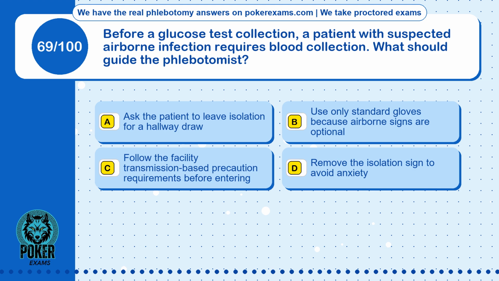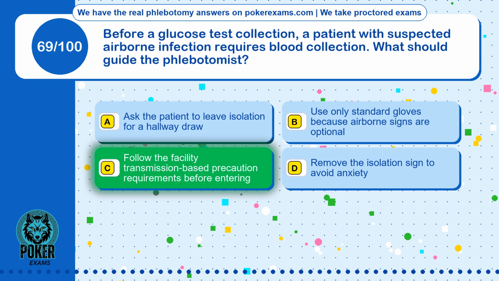Question 69. Before a glucose test collection, a patient with suspected airborne infection requires blood collection. What should guide the phlebotomist? Option A. Ask the patient to leave isolation for a hallway draw. Option B. Use only standard gloves because airborne signs are optional. Option C. Follow the facility transmission-based precaution requirements before entering. Option D. Remove the isolation sign to avoid anxiety.